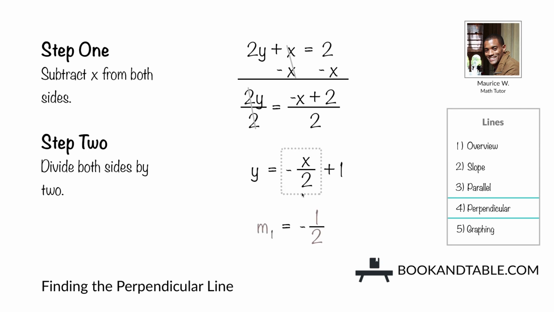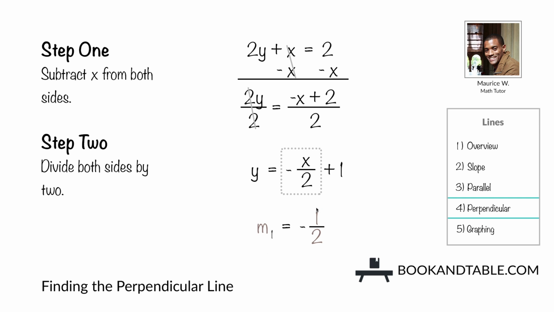And this is significant because this allows us to figure out the slope of that perpendicular line, which is the coefficient of the x, which is -1. 1 times x is the same as x. So although we don't see the 1, it is there. So the coefficient is -1/2.